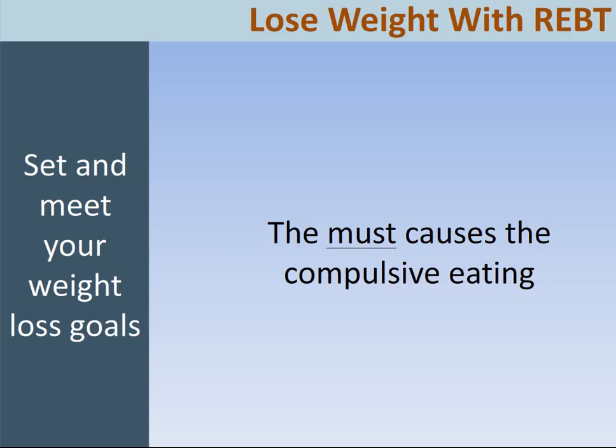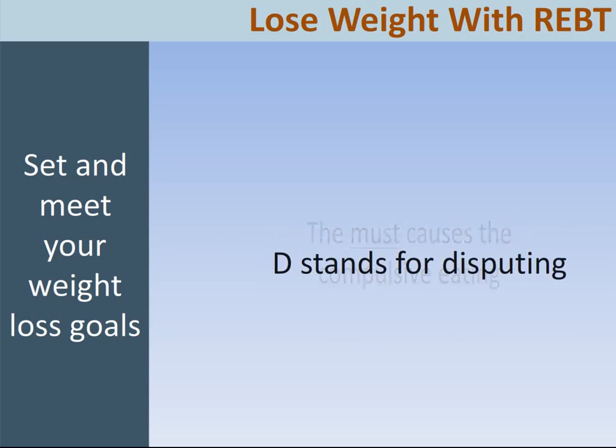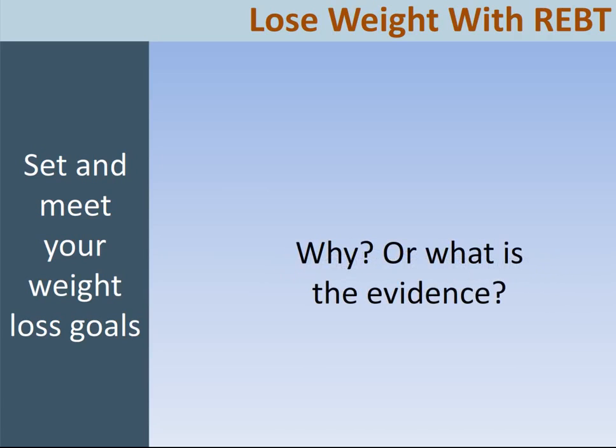And the answer is go on to D. D stands for disputing or questioning the irrational belief at B. And that's a simple process. You just take what you wrote at B and put why or what is the evidence in front of it, and you get a good question. Why must I satisfy my urge to eat? Or what is the evidence? I absolutely must satisfy my urge to eat right now. So write that question at D.